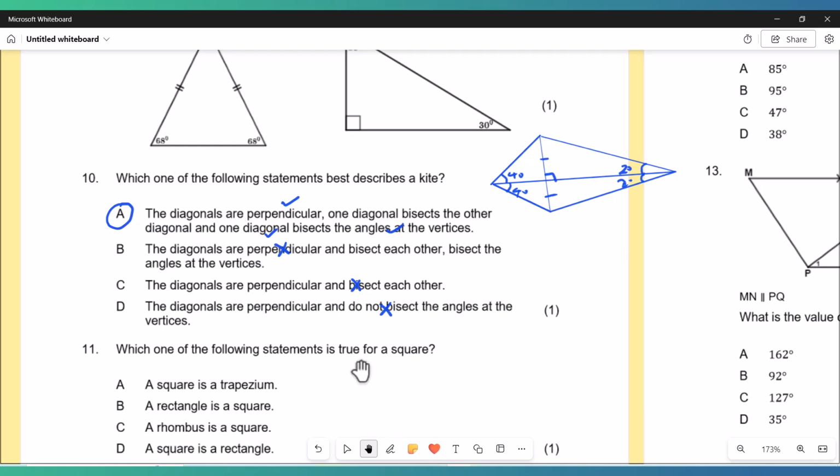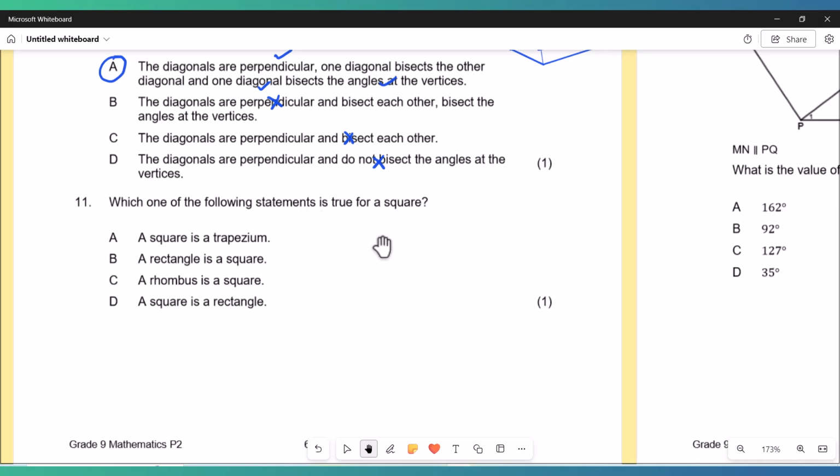Question 11 here, they say which one of the following statements is true for a square? A square is a trapezium, that's not correct. A rectangle is a square, that's not correct. A rhombus is a square, not correct, but a square is a rectangle. The answer is B. A square is a rectangle. Why? Because in a rectangle, all the angles are 90 degrees, and in a square, all the angles are 90 degrees. But if you modify a rectangle, you can get a square because you can have all the sides equal. So the answer is D.